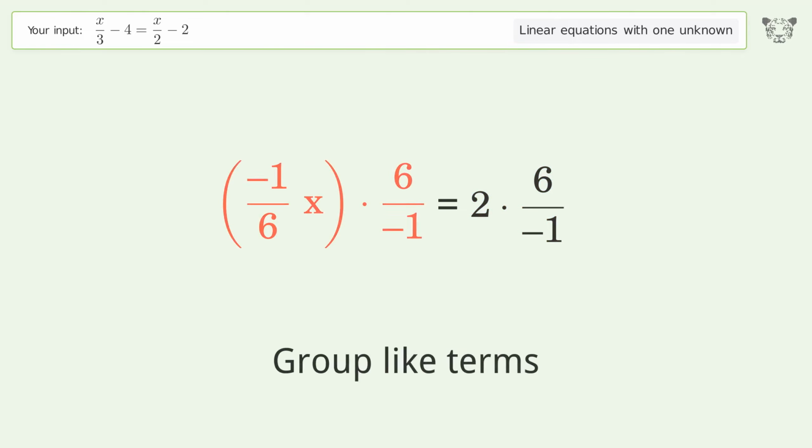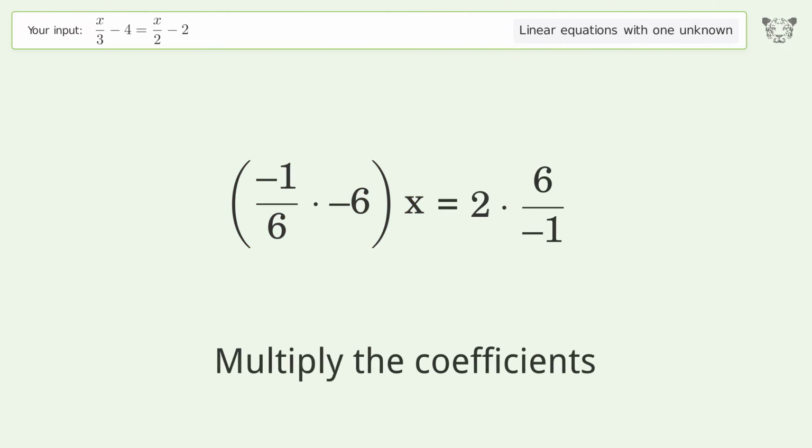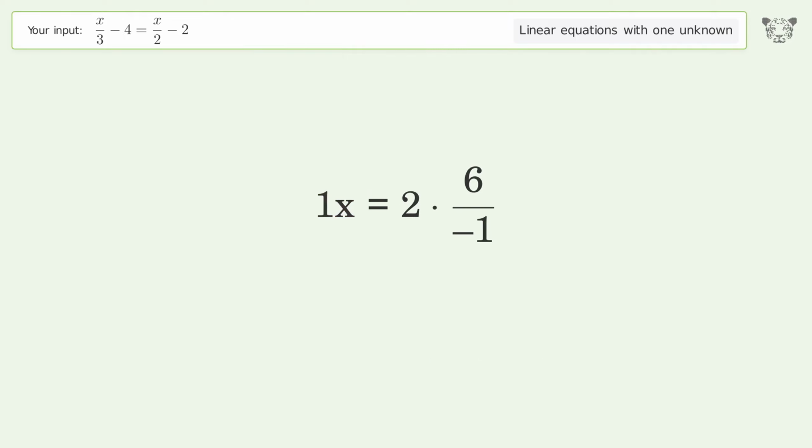Group like terms. Multiply the coefficients. Simplify the arithmetic. And so the final result is x equals -12.